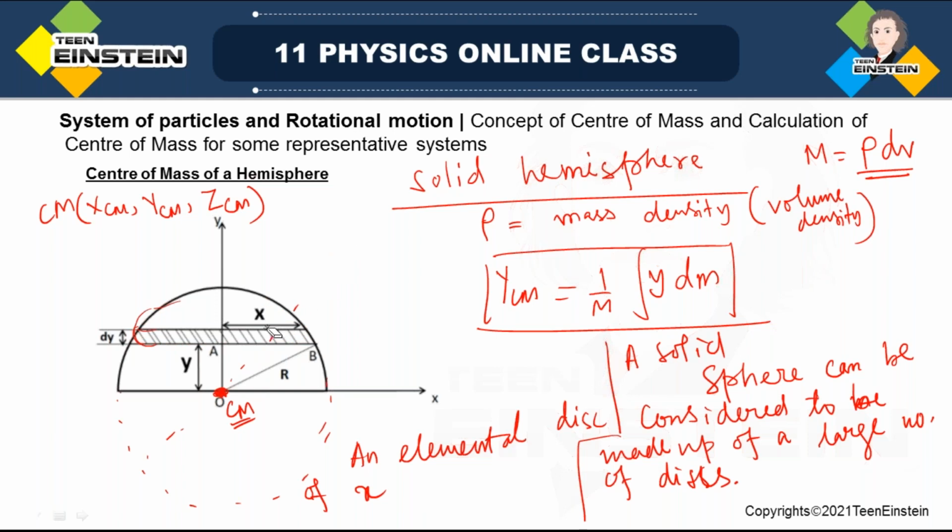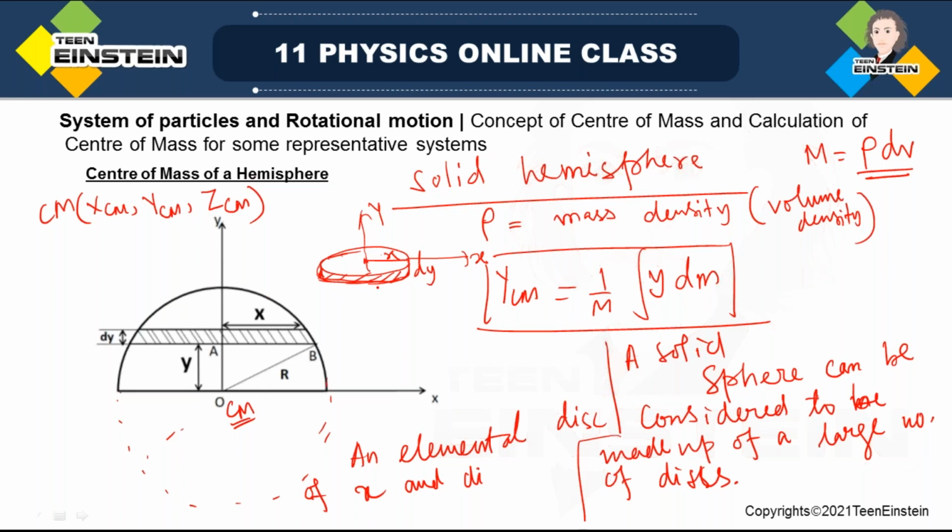Okay, I'll just clean this portion. So the radius is x, and this disk has thickness. Disk means you have a circular portion like this, and also some thickness. So x is the radius, and in this case dy is the thickness. The thickness is along the y direction, and the radius is along the x direction. That means it is lying on the xy plane.